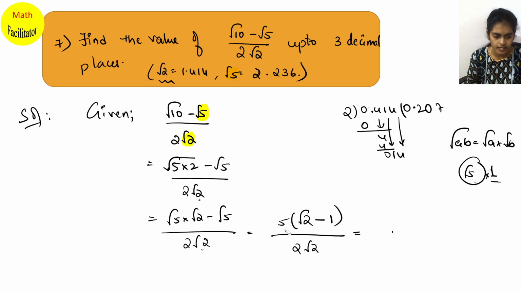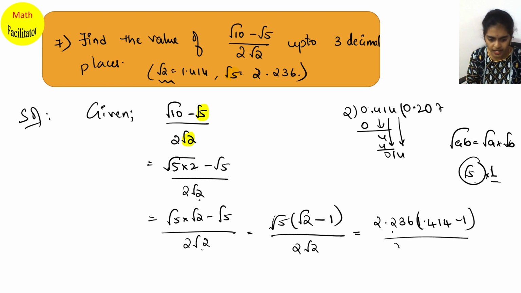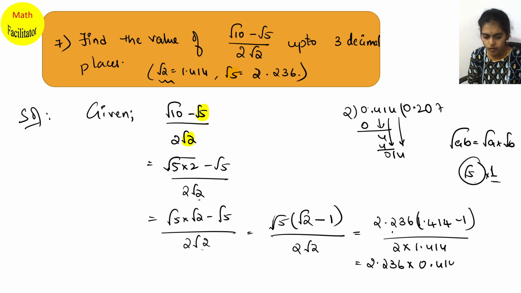Now what is the value of root 5? Root 5 value is given to you. How much is it, beta? 2.236 into root 2, which is 1.414, minus 1, divided by 2 into root 2, which is 1.414. So that equals 2.236 into 0.414 divided by 2 into 1.414. 2 4s are 8, 2 1s are 2, and 2 4s are 8 again.